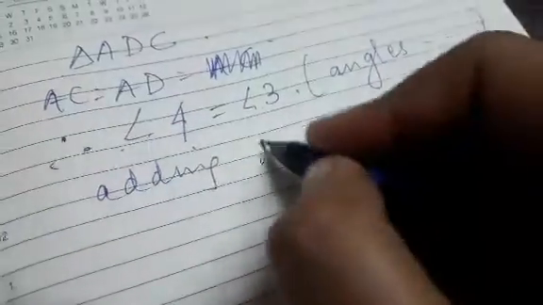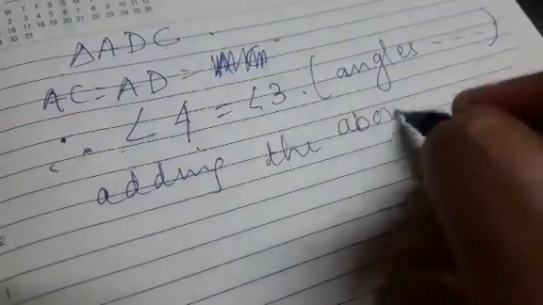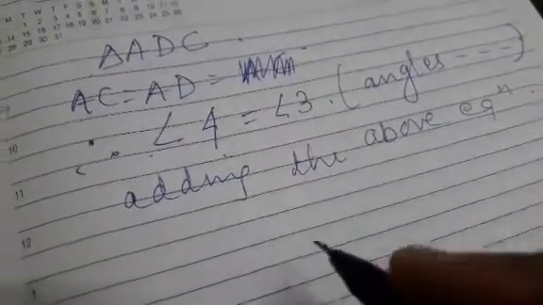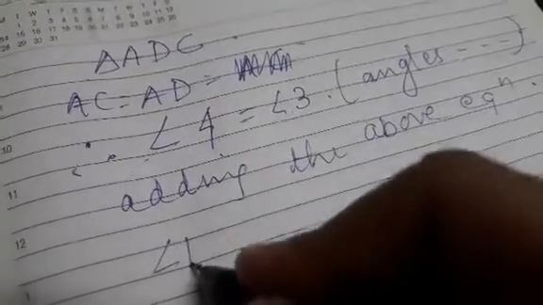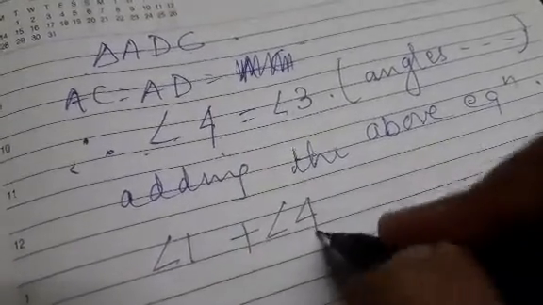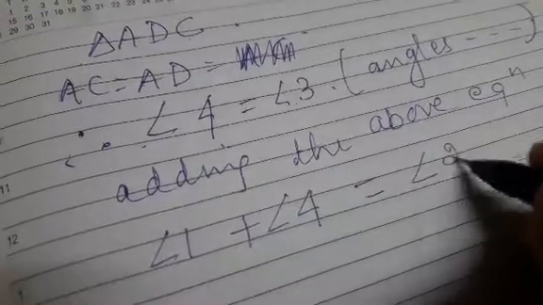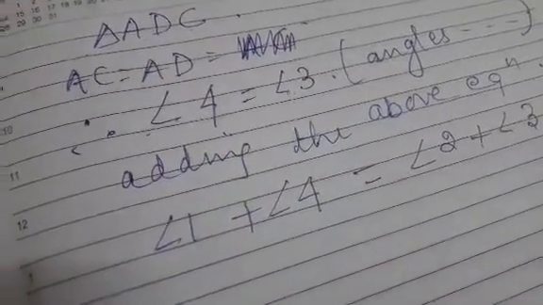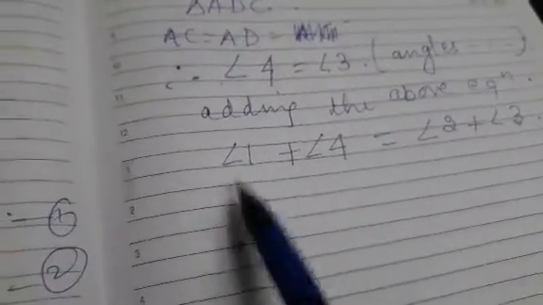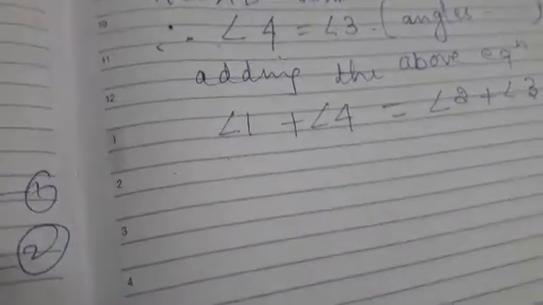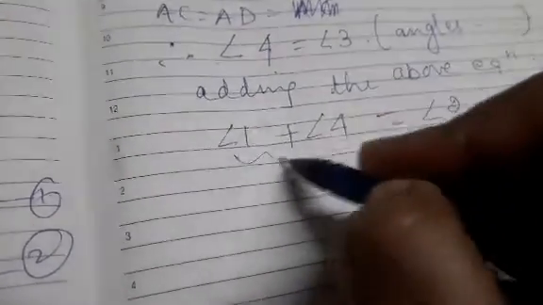Right? Now, these are two equations which I have got again, so I'm going to add these two, adding the above equations. Now, angle 1 plus angle 4 is equal to angle 2 plus angle 3. So you have to add the two, left hand sides will be added and right hand sides will be added. This will help us to solve the next part of the question.